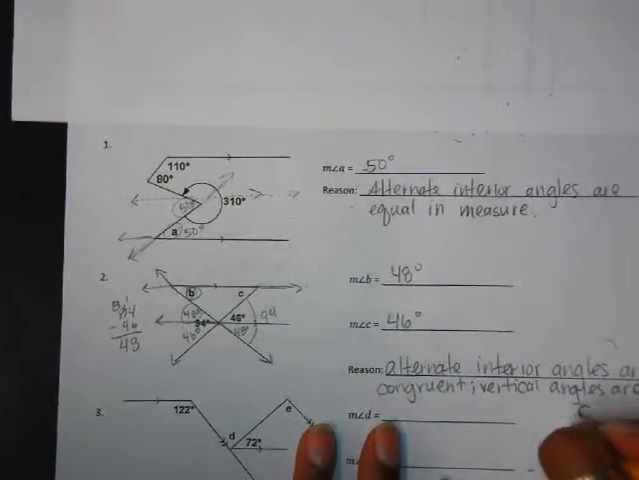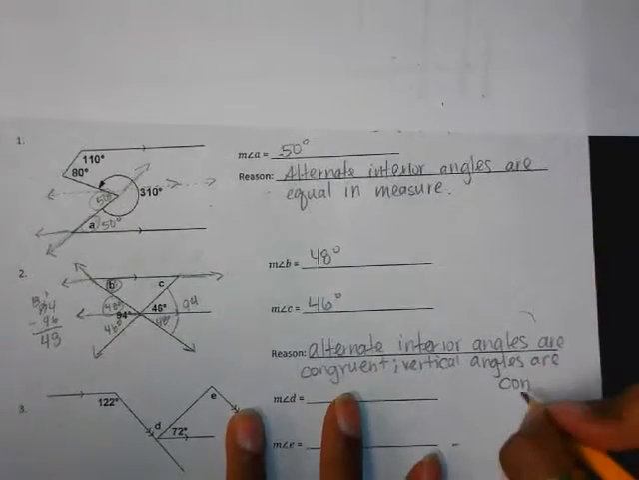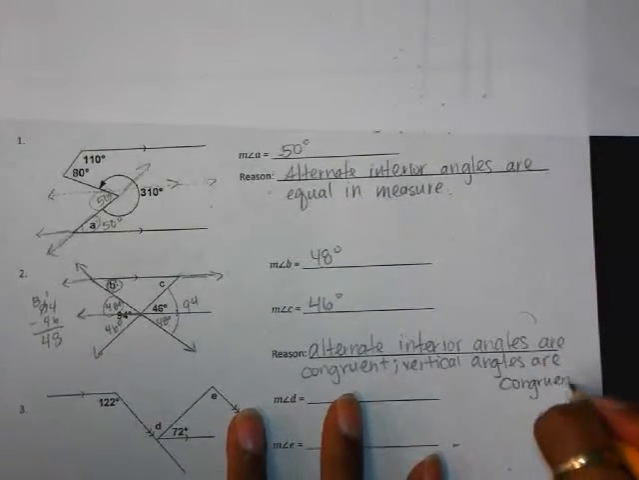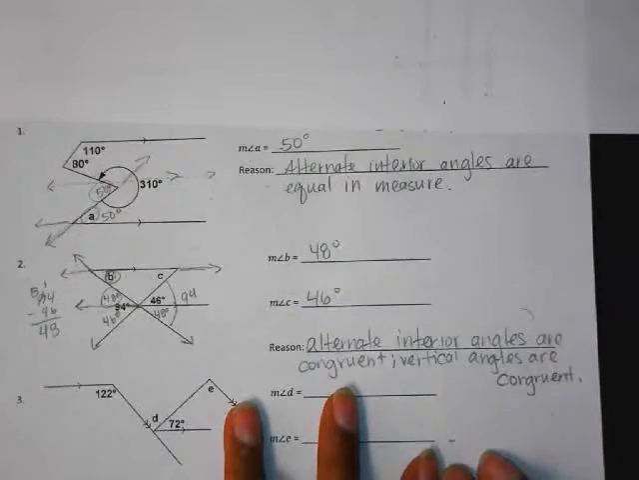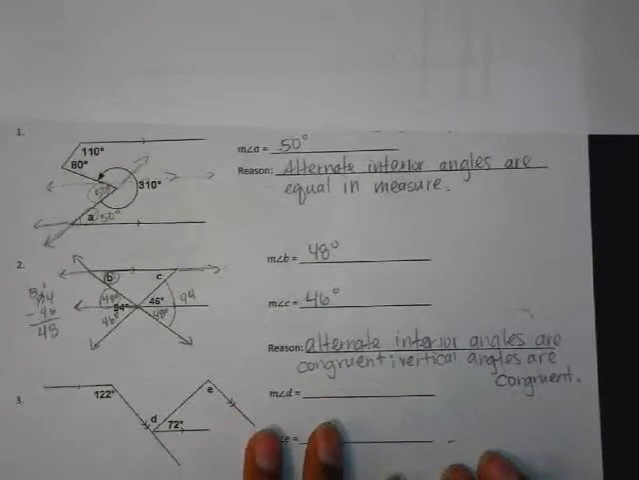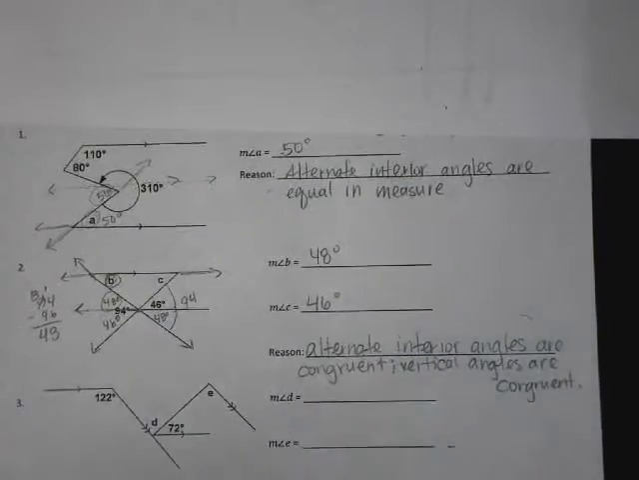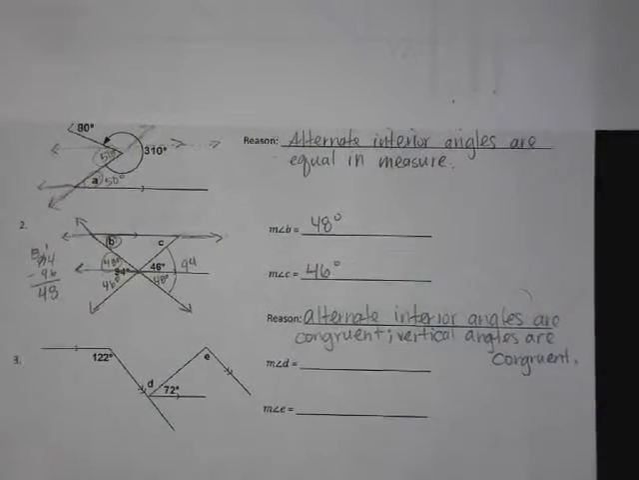Okay, those are the two definitions we used. Alright, number 3. We need to find the measure of angle D and angle E. So let's see what we got.